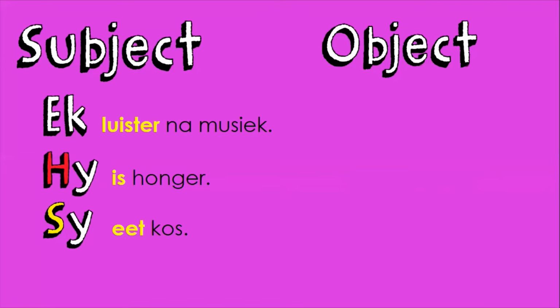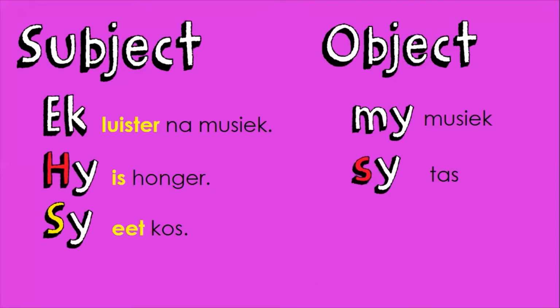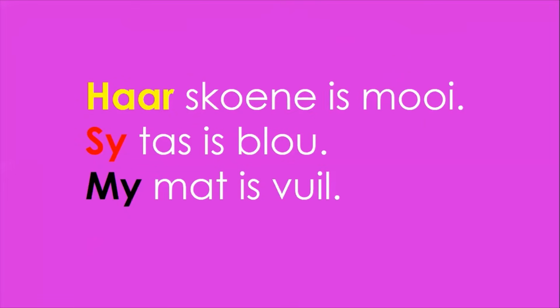The object, on the other hand, will be in the middle of the sentence now, where the objects usually are. But also, the object pronoun is always followed by an object. So, my musiek, sy tas, haar skoene. So, your object pronoun followed by a physical object. Well, I did say that will always be the middle, like an object.